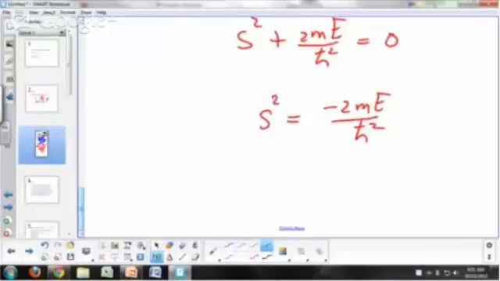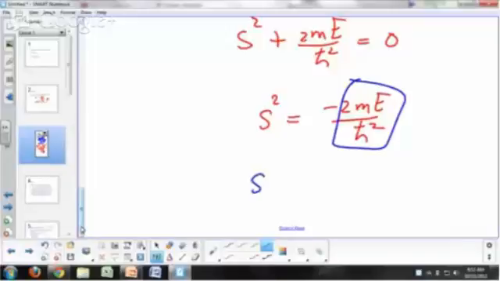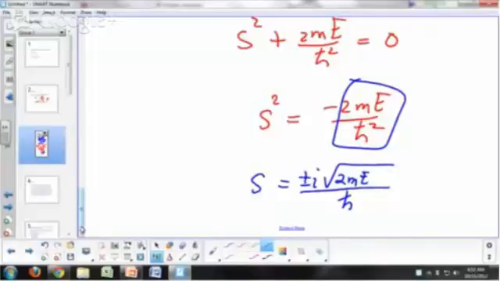Okay. Let's rearrange that. So s squared is negative 2me over h bar squared. And you'll notice this whole expression is positive, right? So if you want the square root of this term on the right, you're going to be taking the square root of a negative number. So it's just negative 1 times that. So s will be equal to i times the square root of 2me divided by h bar. So plus or minus, right? So 2 possible values for s.